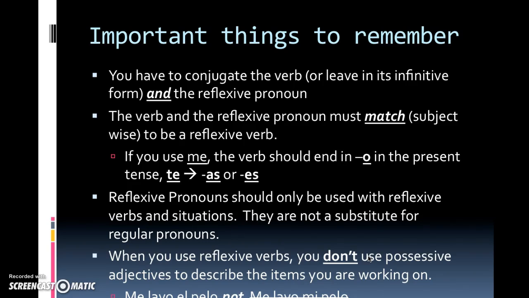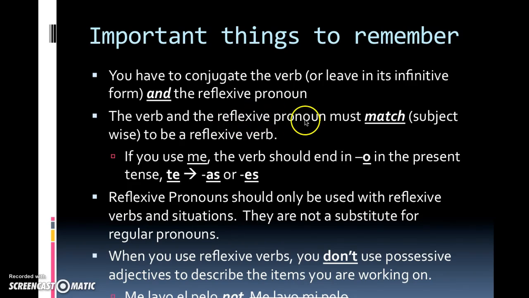Important things to remember. You have to conjugate the verb or leave it in its infinitive form and the reflexive pronoun. And again, you're not really conjugating the reflexive pronoun, but that's how I like to think of it. I can't say se lavo el pelo because that doesn't make sense. I have to say me lavo el pelo. So I have to pay attention to and give good treatment to that reflexive pronoun, or I'm not going to be correct. That's why I call it conjugating it.